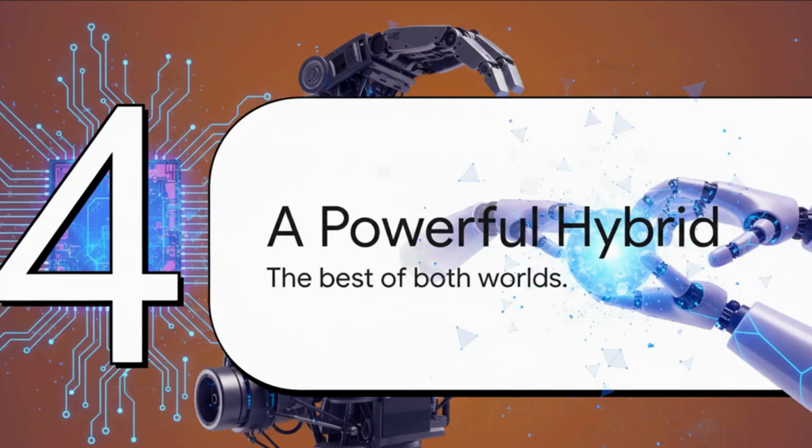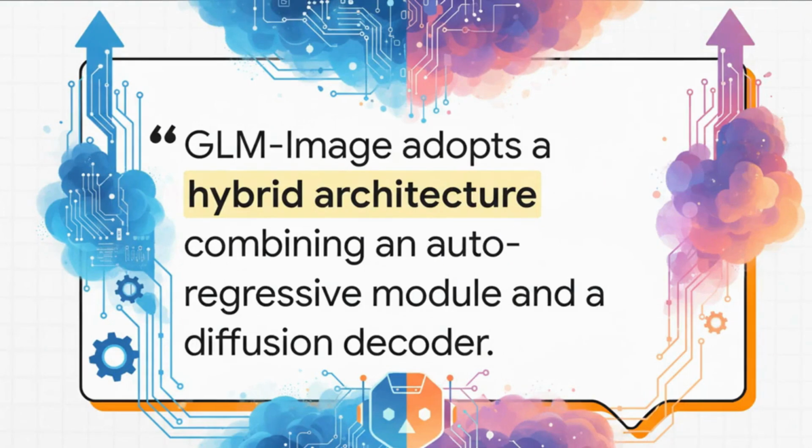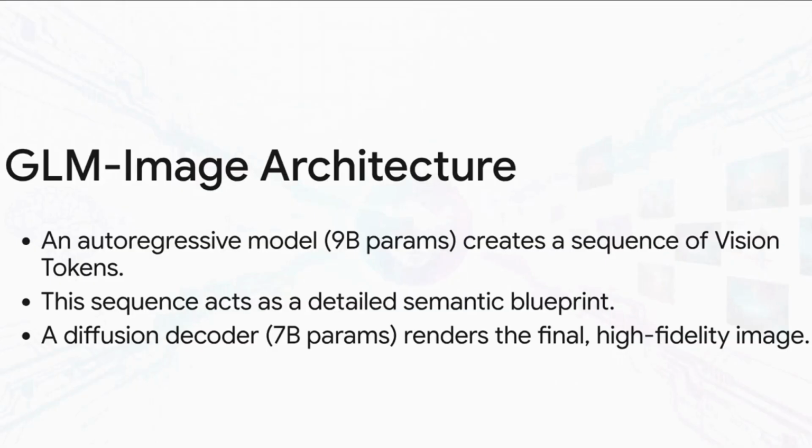There's a new model called GLM Image, and it creates this super powerful hybrid, basically getting the best of both worlds. And you can see it right there in their research paper. They say they decided to adopt a hybrid architecture, combining the two. They didn't choose one path, they decided to merge them because they saw each one had something really special to offer.